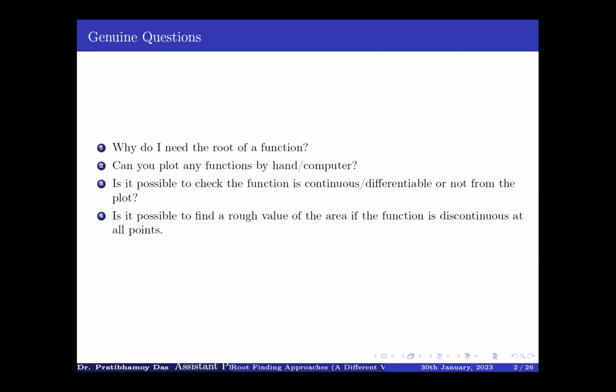And what does it have to do with the computer? Why do we need to find the plot of a function? It's simple, because if you can plot a function from R to R, you can zoom into that part and find the root. This is the root where it is cutting the x-axis. But even if you are able to plot it, it's not so easy to find the root. And the next question: is it possible to check whether the function is continuous or differentiable from the plot?